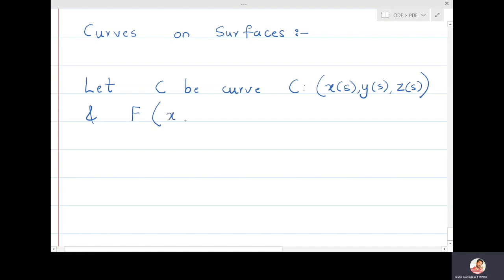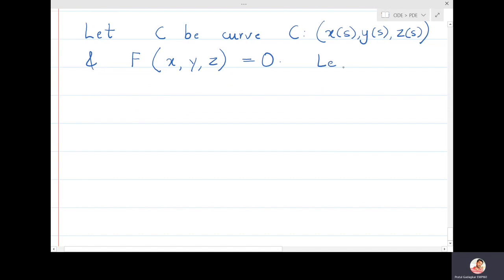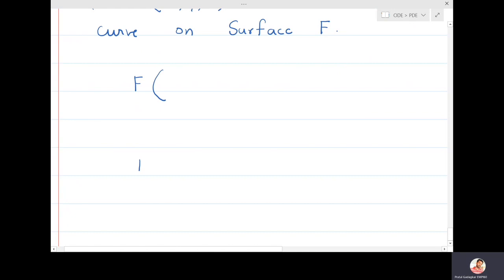So F also depends on x, y, z. F is a surface which depends on x, y, z, so F of x, y, z is equal to 0. So what will happen? Let C be a curve on the surface S. This means that this curve satisfies the equation of this surface. Therefore, when I put x(s), y(s), and z(s) into F, since it satisfies, this will also come equal to zero because the curve is lying on the surface. And this will be true for all s on that curve.